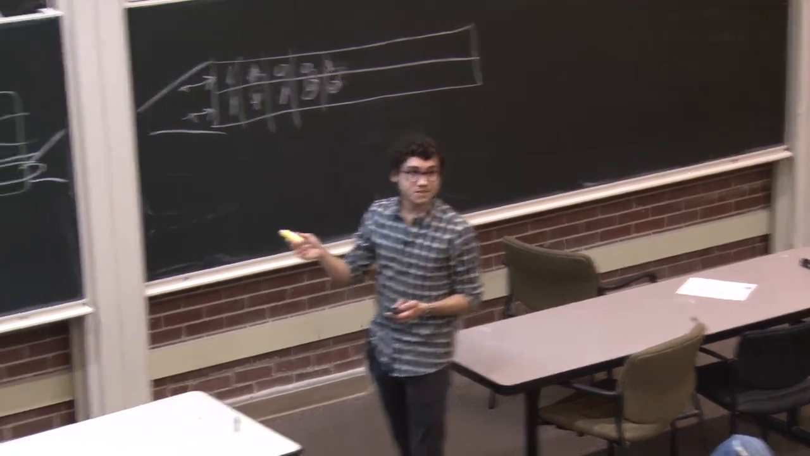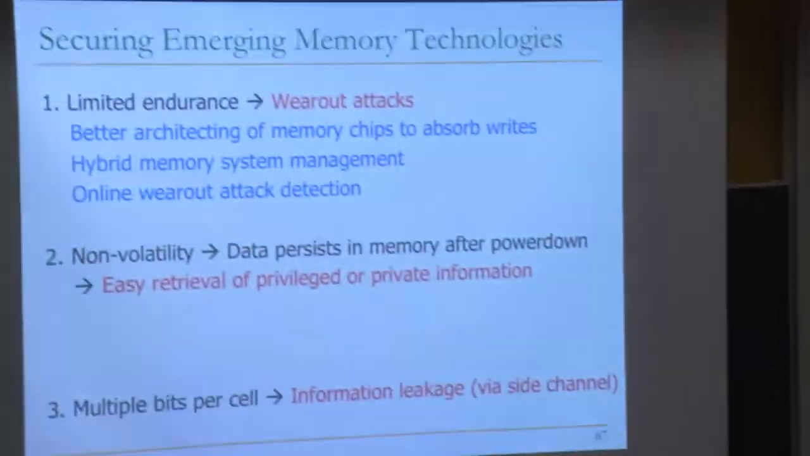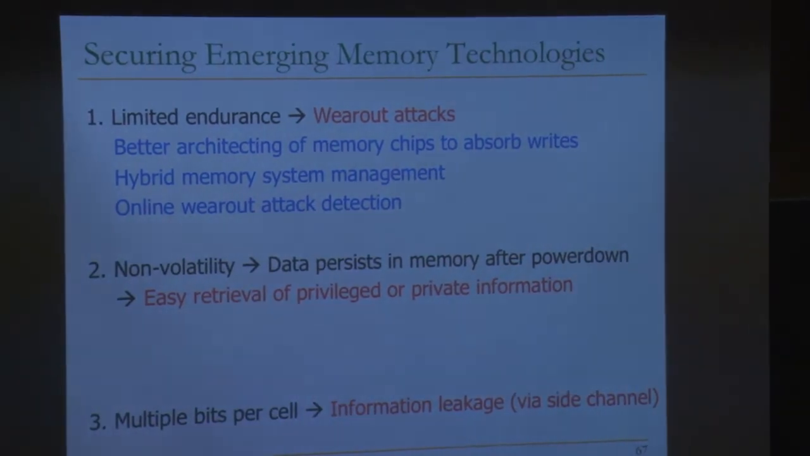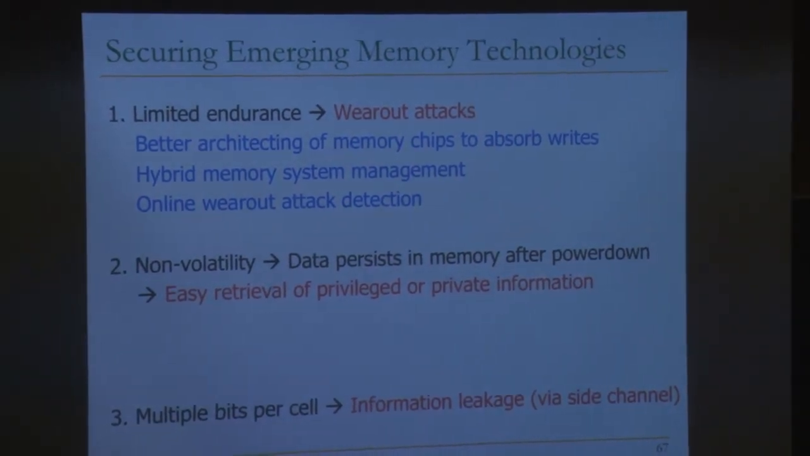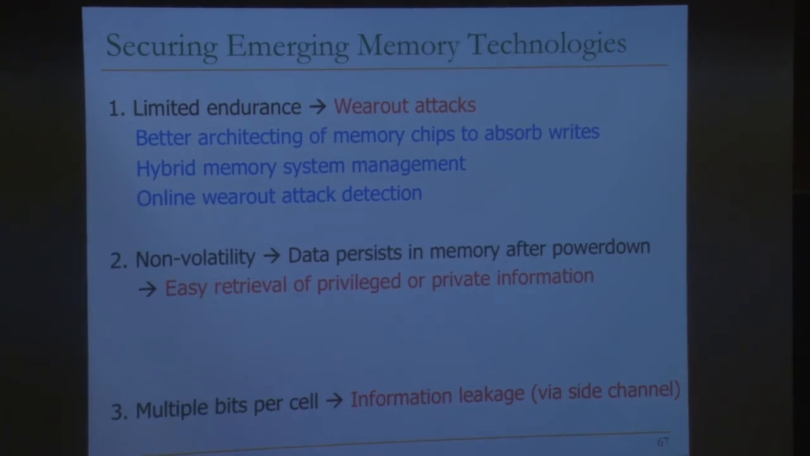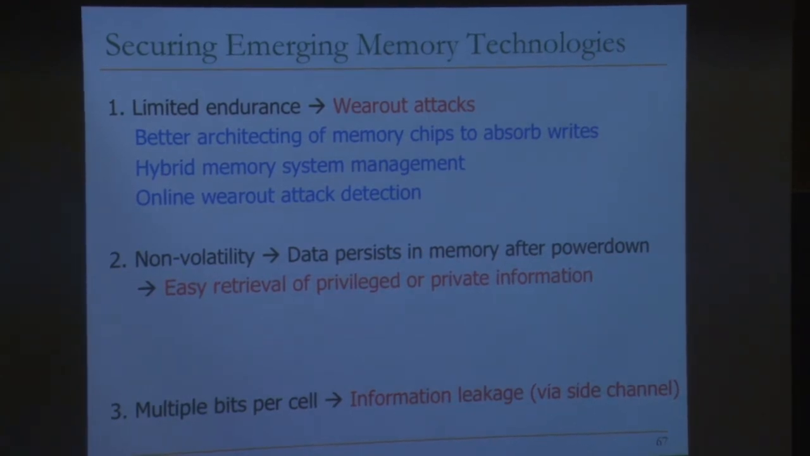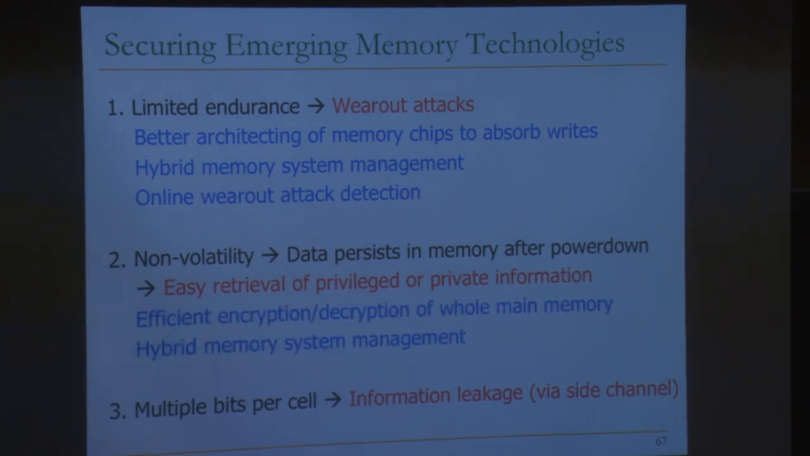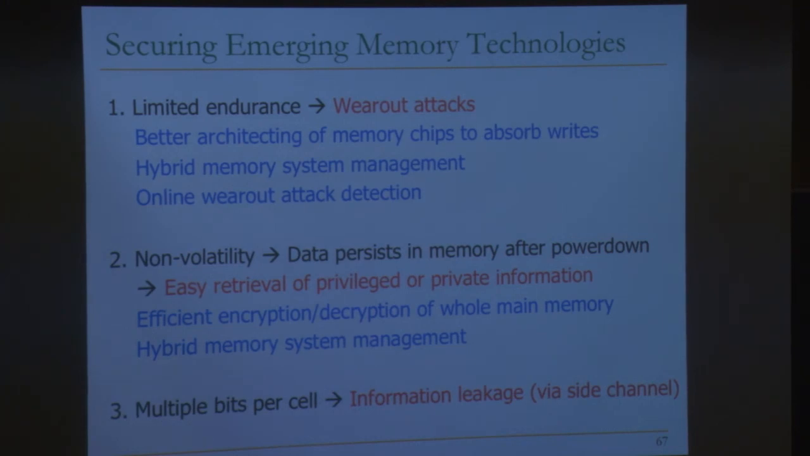So we can solve some of these problems by architecting better memory chips to avoid wear-out attacks, or hybrid memory systems where we use DRAM to buffer some writes, and also detecting whether attacks are occurring online and mitigating them at the source. We can use, like I said, encryption and decryption of the whole main memory. Maybe that's overkill. Maybe there's a way of managing data in a hybrid memory that can get around this limitation. Maybe you put privileged data in DRAM, so when you power it off, it's gone.